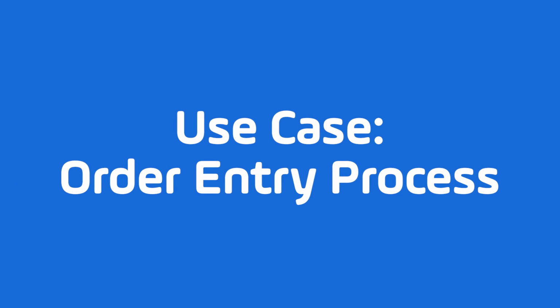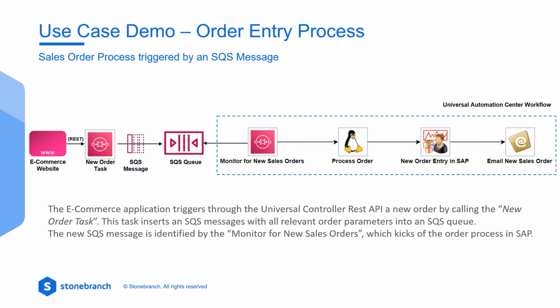The use case will show how to trigger the ordering process of a book using an SQS message. Let's assume you have entered all the details about the order, like name of the book and delivery address, in the e-commerce application and press the Order Now button. The e-commerce application has been configured to start the SQS task in Universal Controller, which we have named New Order Task. The task is started by simply making a REST API call against the Universal Controller REST API. This REST call contains all the parameters required for the order process. Any modern web application should be able to perform such a simple REST call.